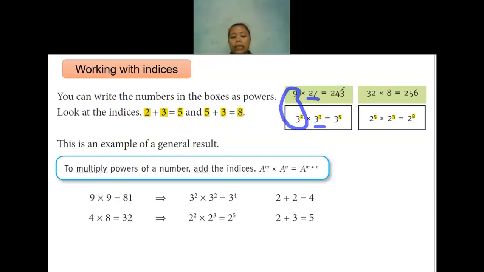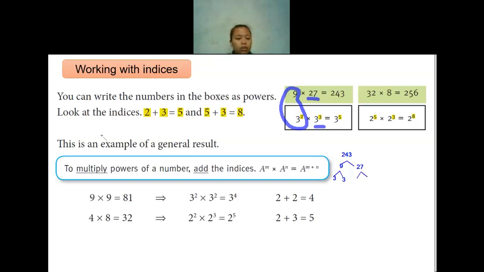243, if I break it down using a factor tree, 243 will be equal to 9 times 27. The 9 we can break down again into 3 times 3. And then the 27 we can break down into 3 times 9. And then the 9 we can break down into 3 times 3.